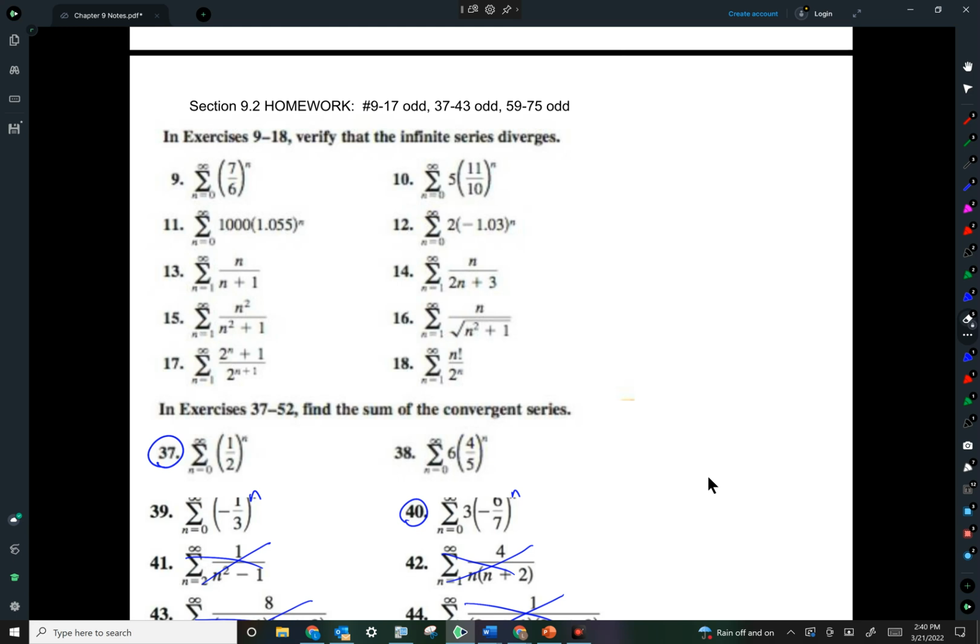So there's no addition or subtraction in the geometric. It's just an a times an r to the n for a geometric. So then 37 and 40, I mean, we're here. You might as well go for it and do the sum of those, right? 40 is, as n goes from 0 to infinity, a 3 times -6/7 to the n. For 37 and 40.